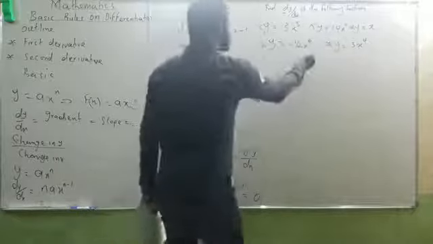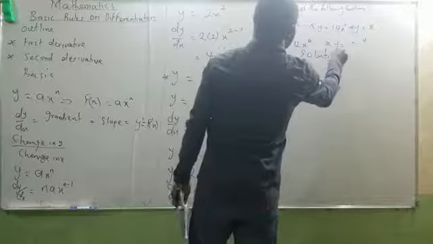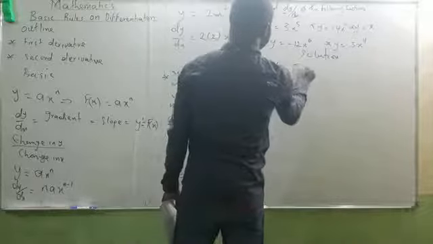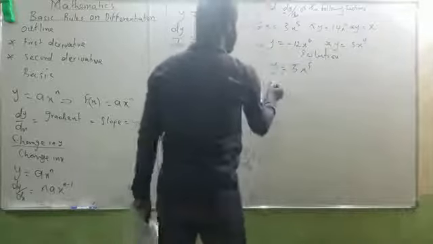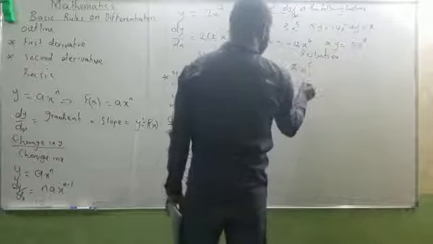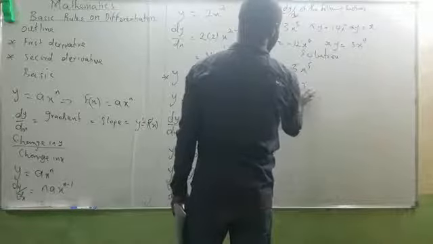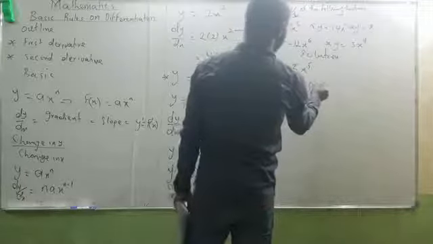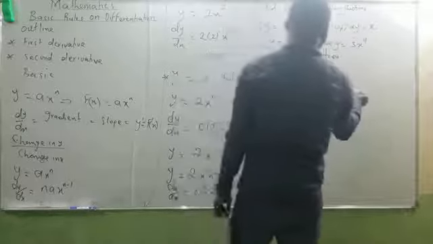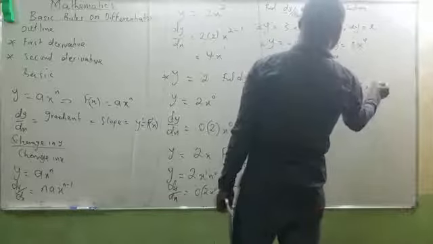Now, solution to them. What you just need to do: y equals 3x raised to the power 5. dy/dx will be equal to, I will bring down the 5 multiplied by 3x raised to the power 5 minus 1, which implies 15x raised to the power 4.